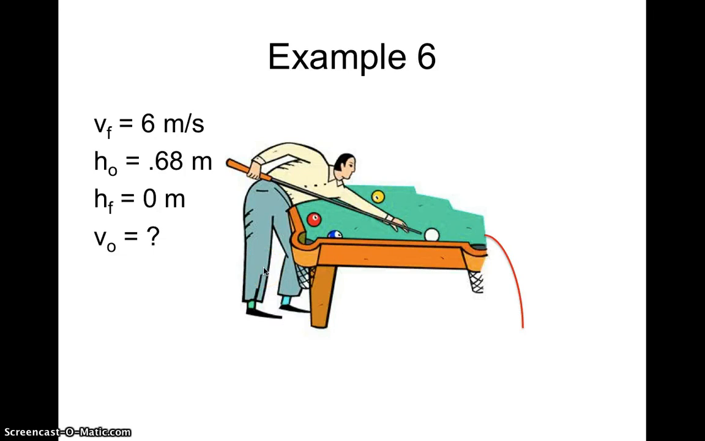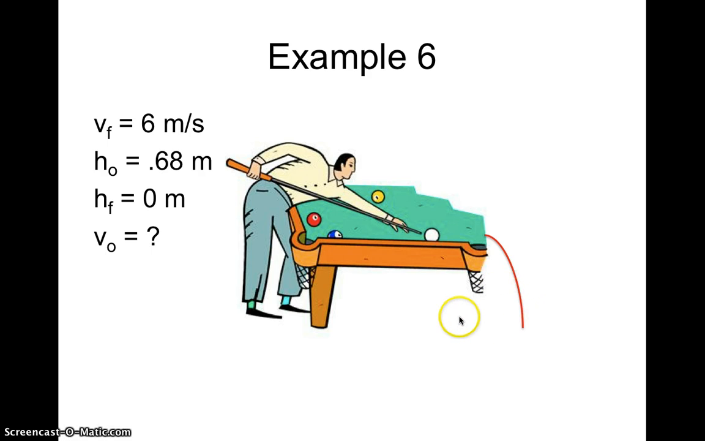This is example problem number 6, and we've got a gentleman who's shooting a pool ball, so it's this white ball, and when he hits it, it actually flies off the table, and it follows the red line path down to the ground. The final speed of the ball when it hits the ground is 6 meters per second, and the original height of the table is 0.68 meters.